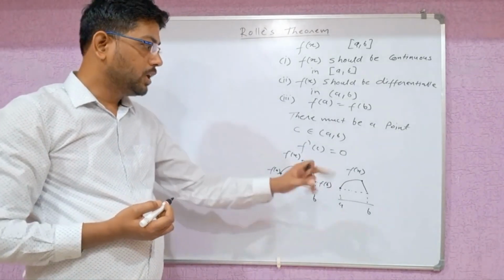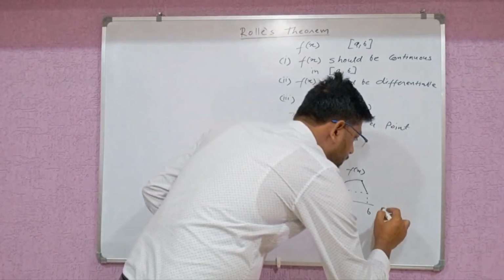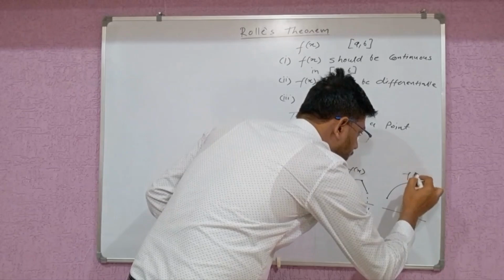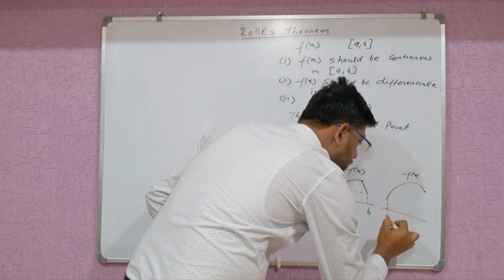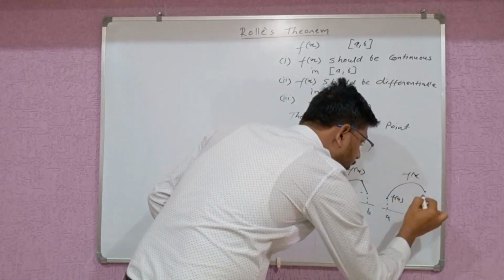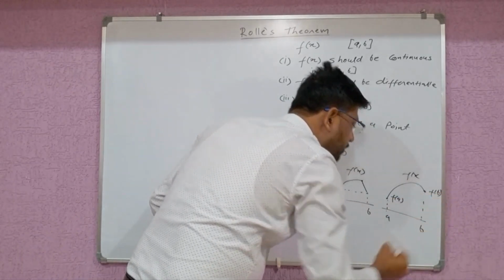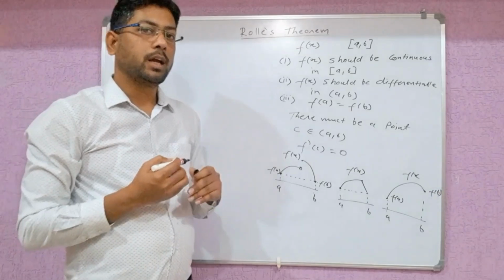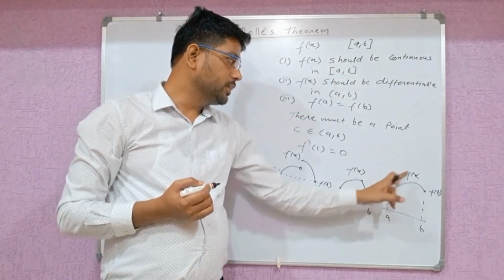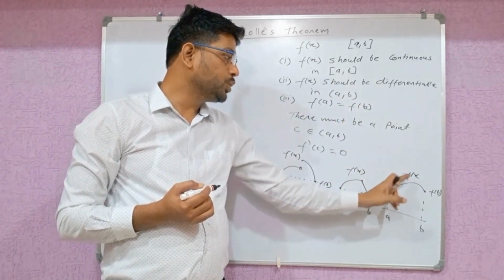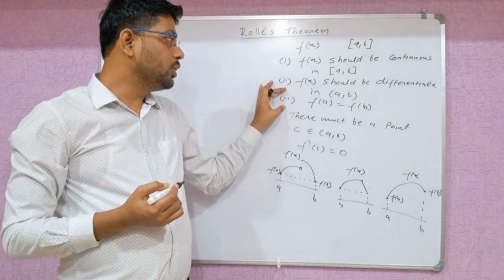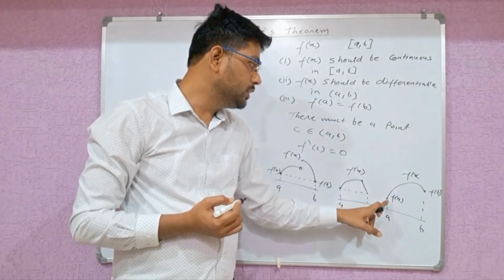Now see another example. Now if we are given this function f(x) like this, this is point A, this is point B, so obviously this will be f(A) and this will be f(B). Now let's check these three conditions again for this graph. Here f(x) should be continuous in A to B, so this is a continuous function here. f(x) should be differentiable, so no sharp corners, so this is differentiable also. Now f(A) should be equal to f(B). Now see this, f(A) is this and f(B) is this.